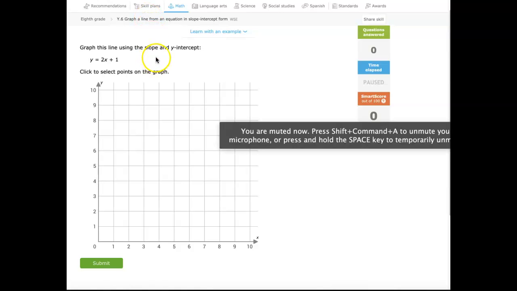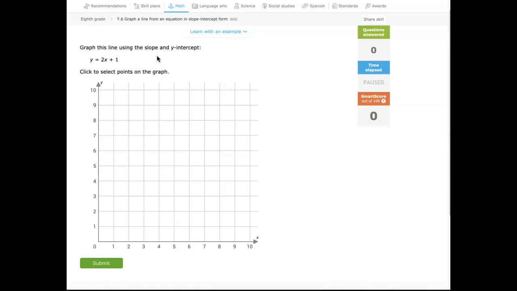Alright, this is just meant to help you out a little bit if you're stuck on graphing. When we're graphing with slope-intercept form, I called it the starting point, that y-intercept. The y-intercept is where the line crosses the y-axis.